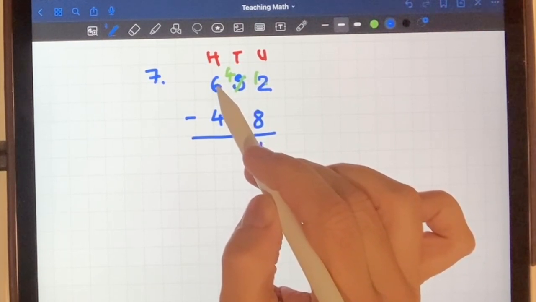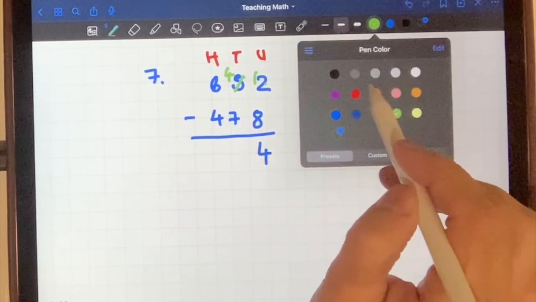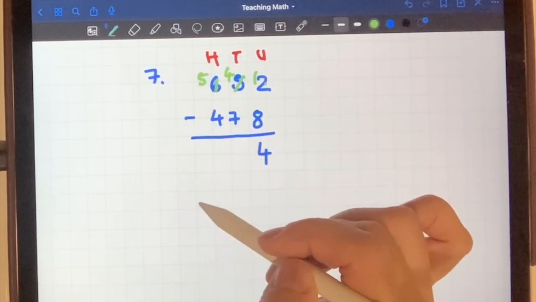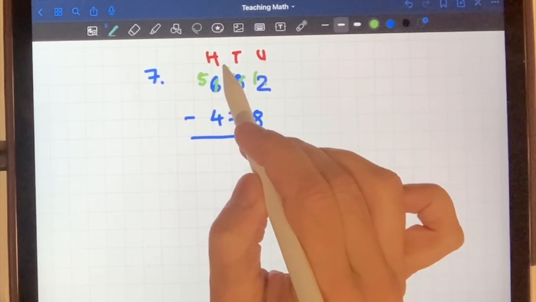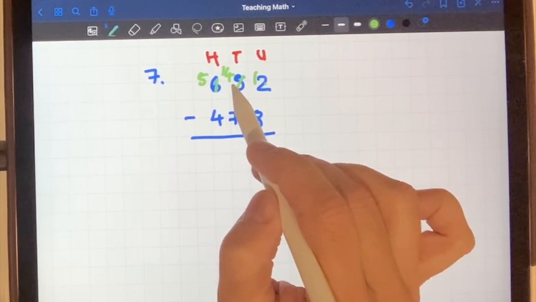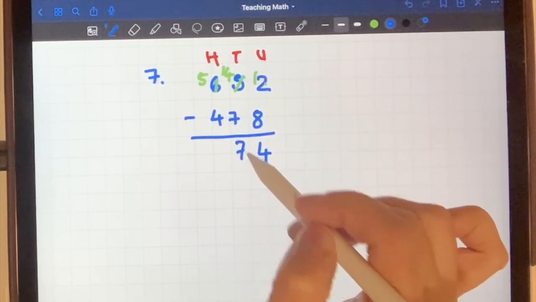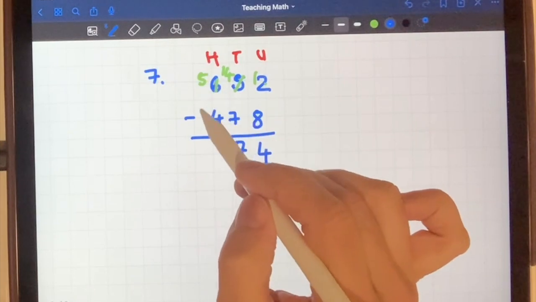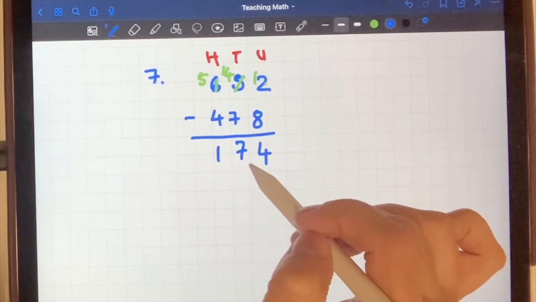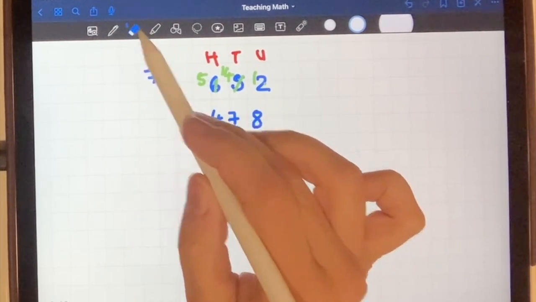And the neighbour has got 6. So if I borrow 1, then instead of 6, there will be 5. Now the 1 that I'm borrowing is going to come on here, and instead of 4, it's going to become 14. So 14 minus 7 is 7. And then 5 minus 4 is 1. So the answer for this one is 174. Okay.